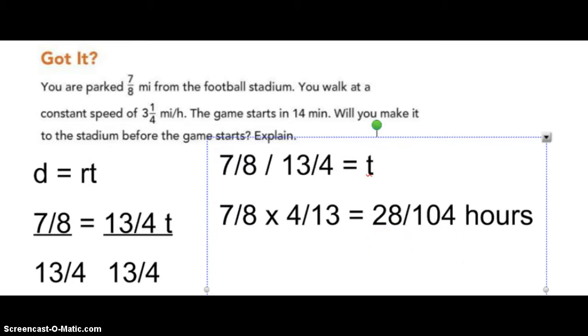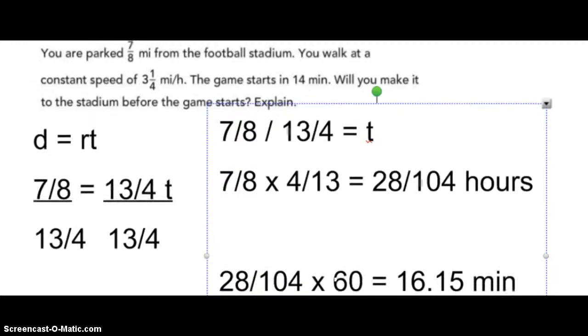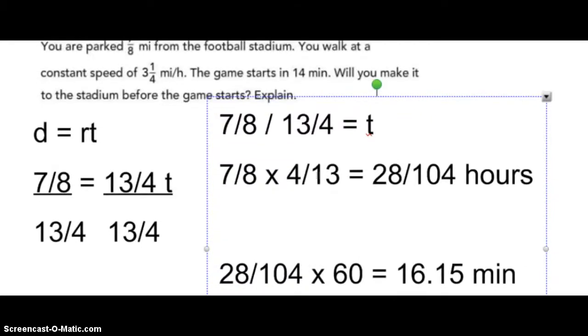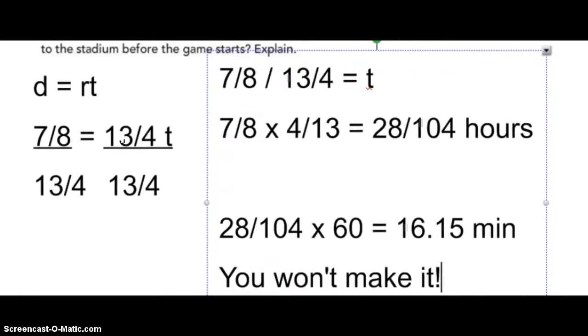But that doesn't help us find the number of minutes. We need to multiply 28/104 times 60 to figure out how many minutes. It would end up taking 16.15 minutes approximately, which means you won't make it to the game before it starts.